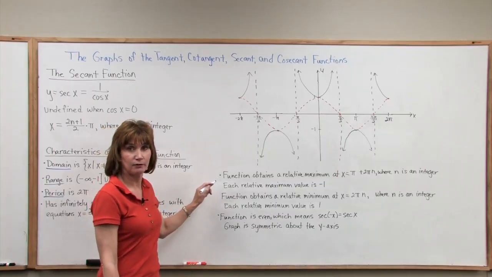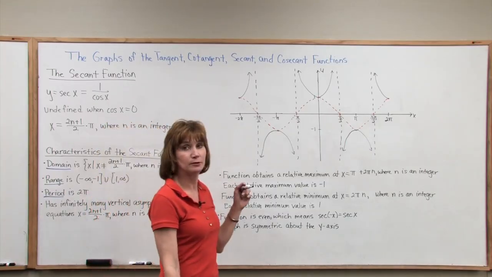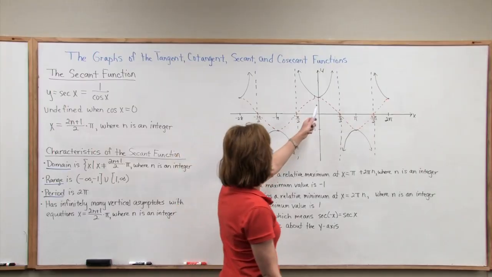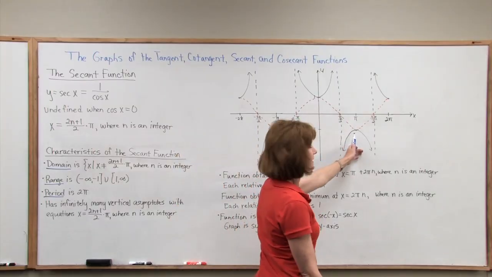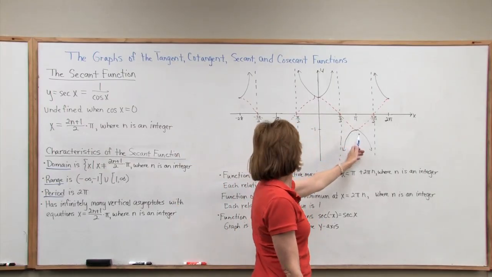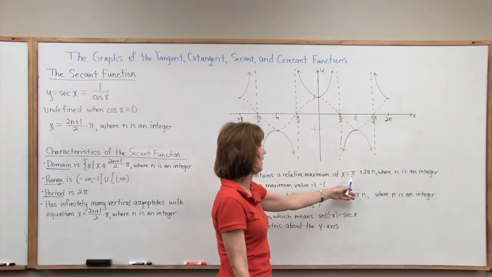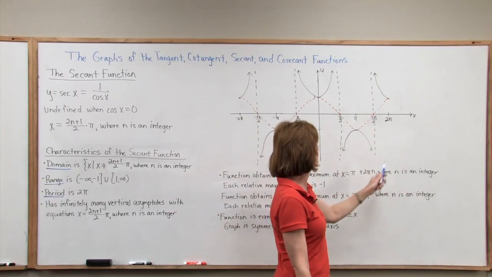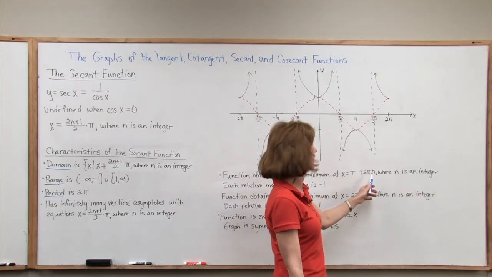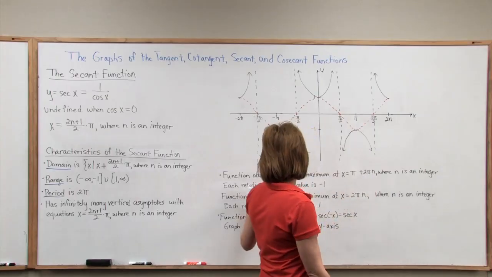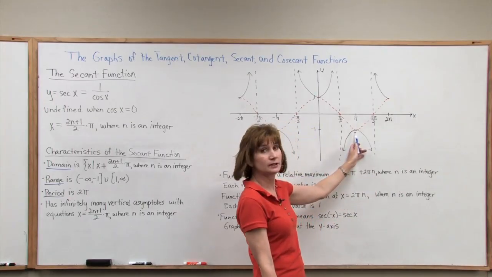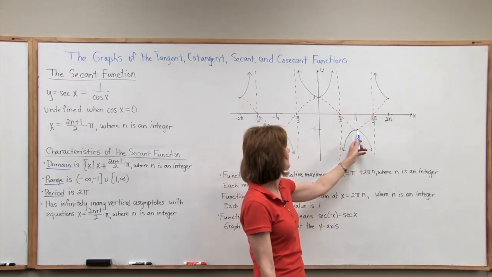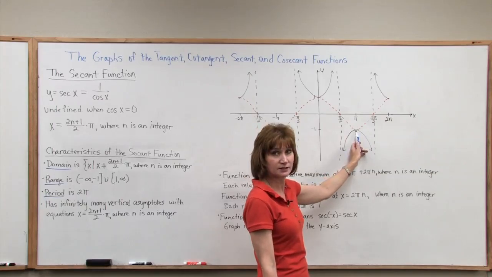For each cycle for the secant function, there are 2 important points. One is where a relative max occurs, and it occurs at the x value pi. The next one would occur 2 pi away times n. Again, n is an integer. And the maximum value is negative 1. Again, in this region, this is the highest y coordinate.